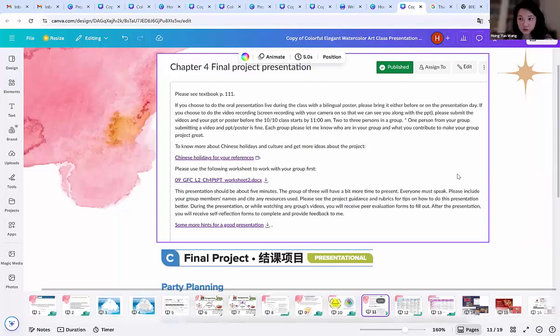Later on, I wait for a while, and then I introduce deeper or broader topics they can talk about for Chinese cultures. Okay, so I provide them the Chinese holidays for reference, with information in more detail and more depth, not just the Chinese New Year celebration, not just making dumplings or eating dumplings, something like that.